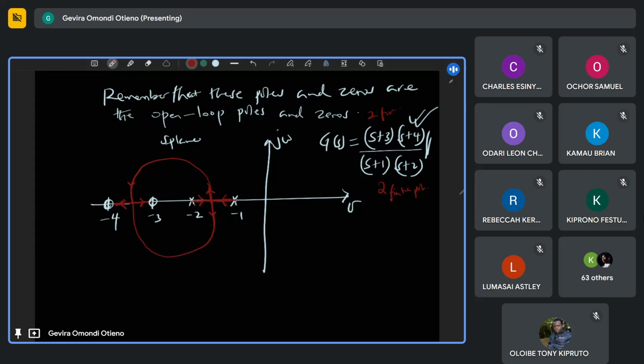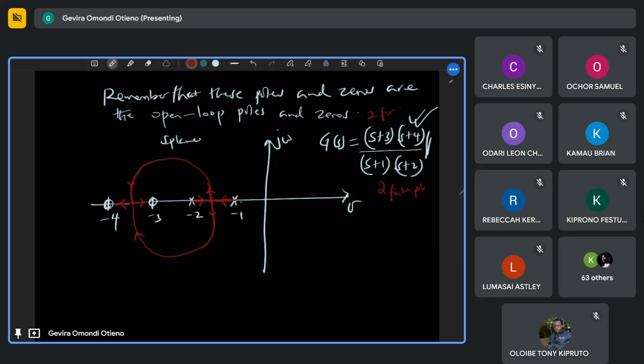Okay, until they terminate. So notice the direction. There is some symmetry about the real axis. Notice where they began: one began at -1, another one began at -2. They realized that they are both poles, but they must terminate at zeros. They cannot terminate at each other.